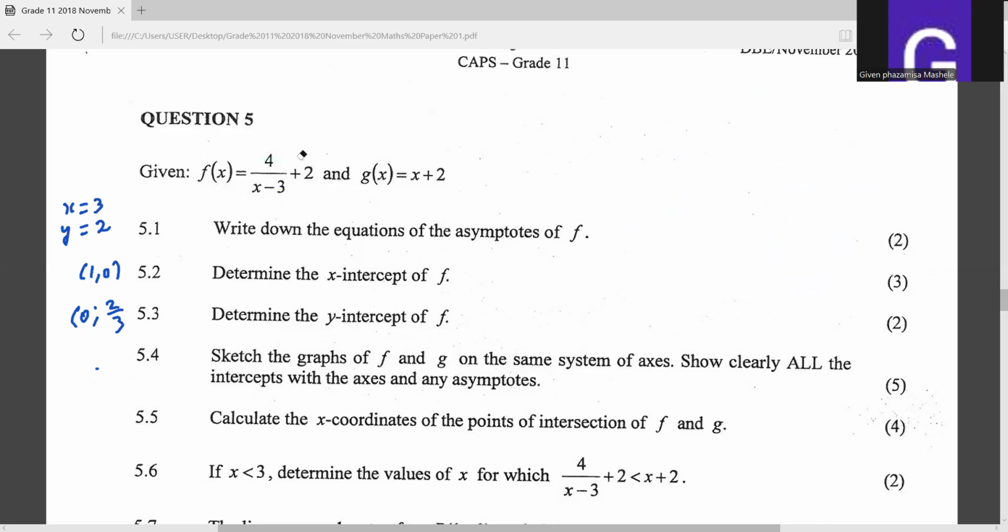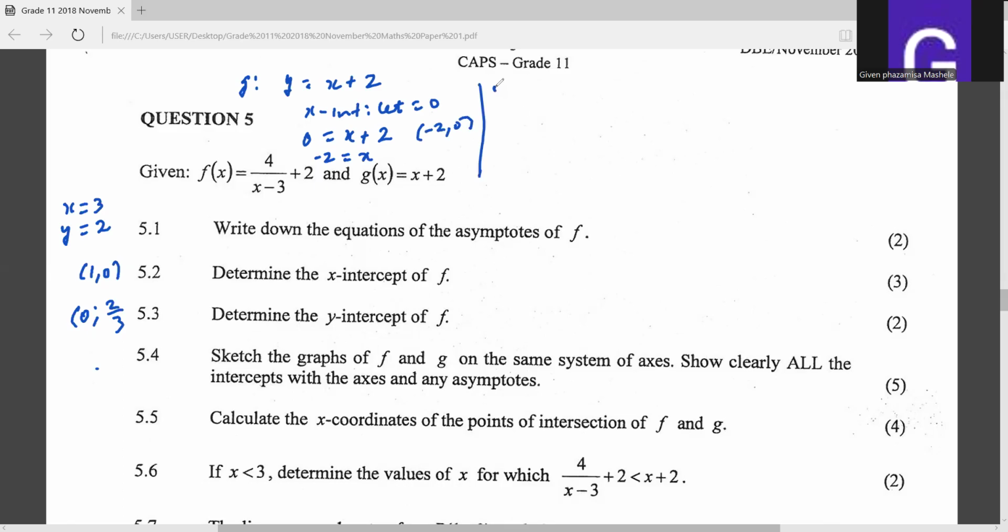Right, already we have the information for the hyperbola. Now for the straight line, it's straightforward. When we have y equals x plus 2, this is the g. If you want the x-intercept, we need to let y be 0. It means this will be 0. Then we solve for x, then minus 2 is x. So when x is negative 2, y is 0.